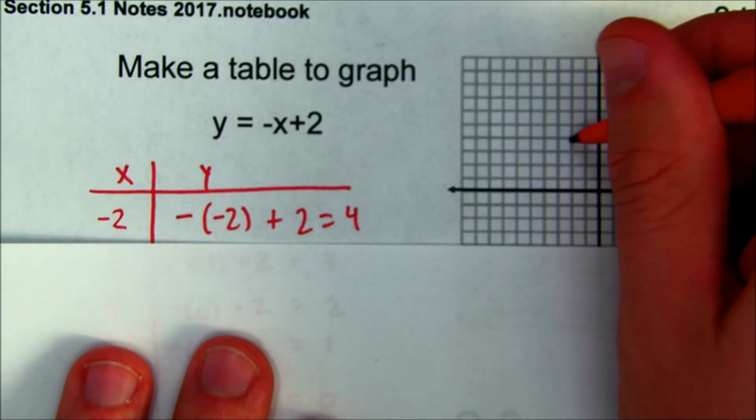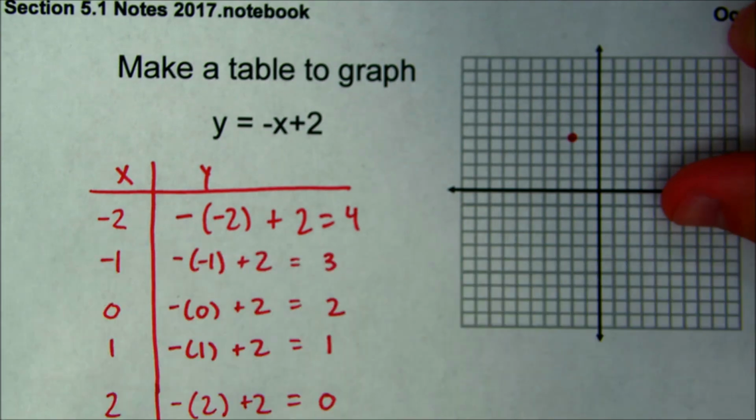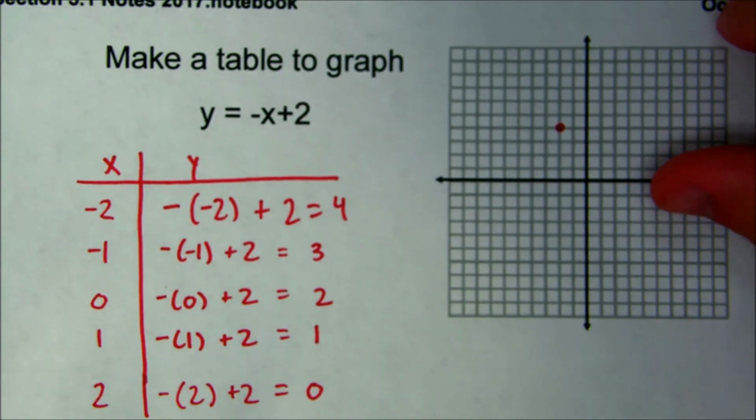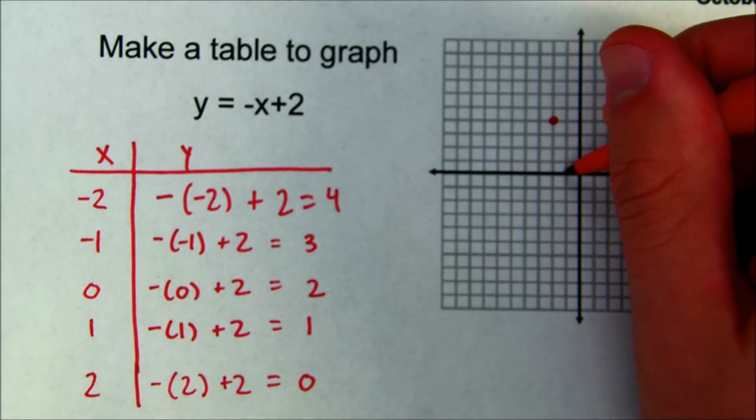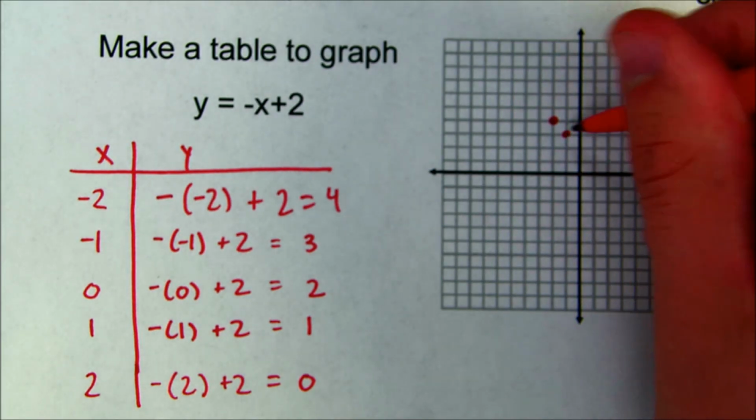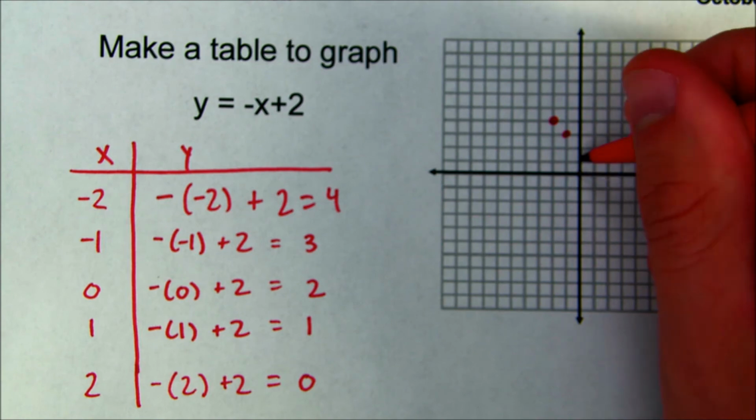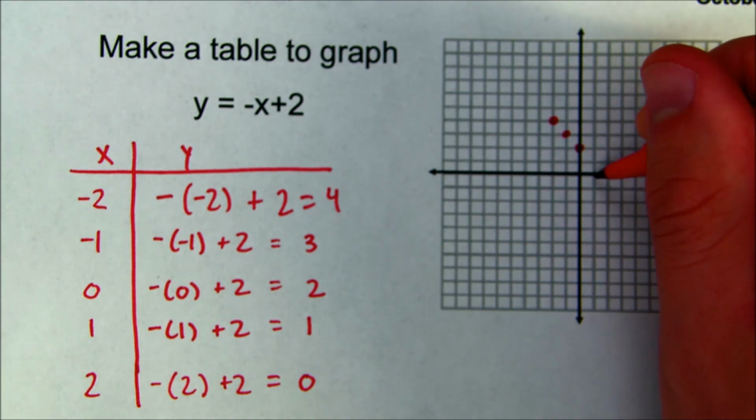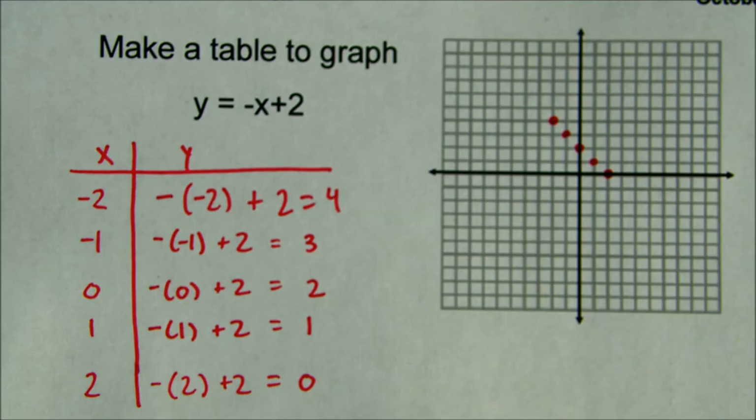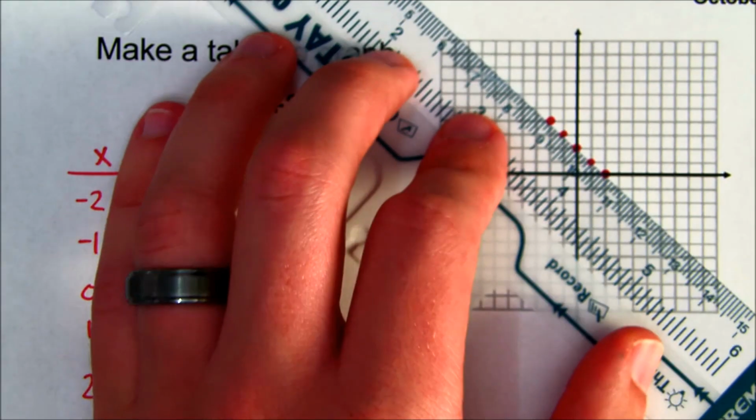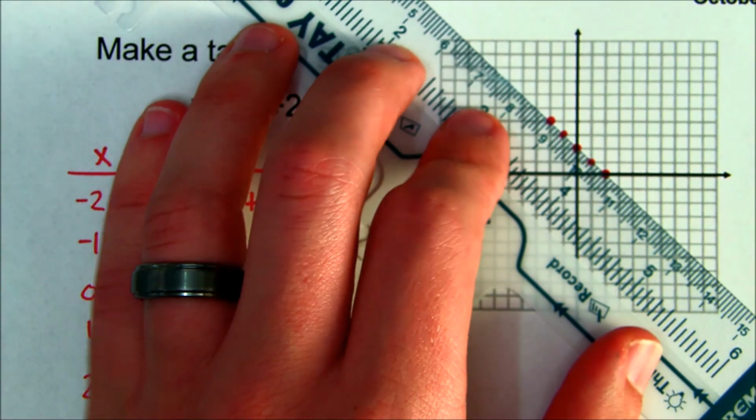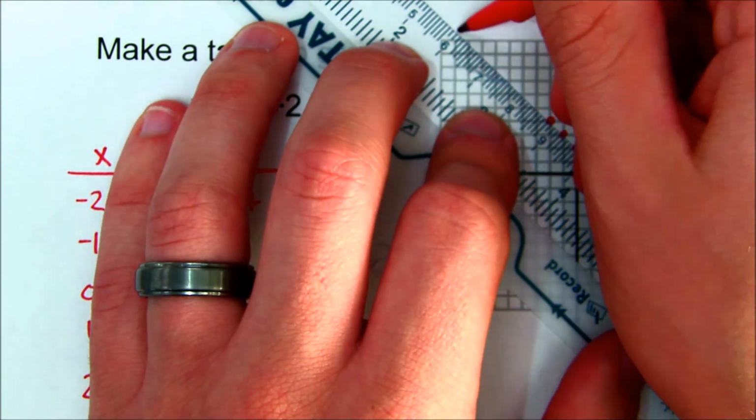I've already gone ahead and made the table for the other values, so I'm going to go ahead and graph those. So -1, 3: 1, 2, 3. 0, 2: 0, 1, 2. 1, 1, and 2, 0. Over 2, 0 tells me don't move up or down. From here, we can go ahead and connect them. But that's the rest of the video on how to use a table to graph a line.